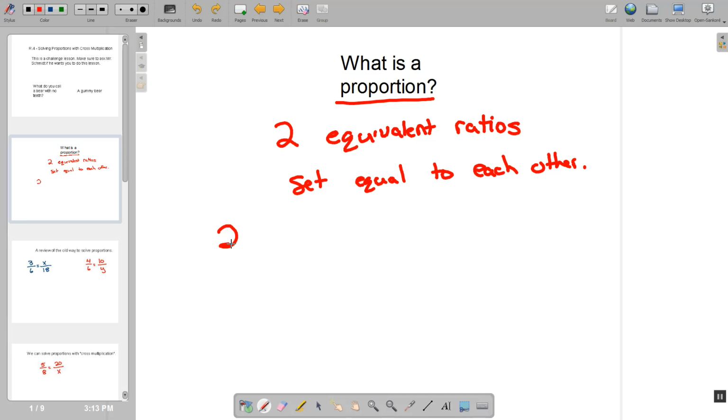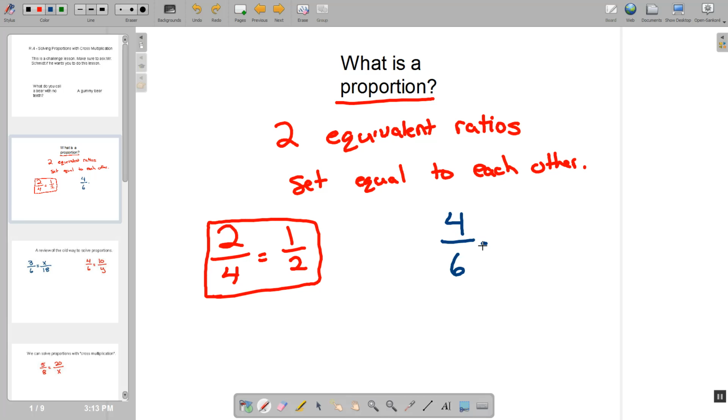So for example, 2/4 equals 1/2. This is a proportion. Very important. Another example could be 4/6 is equal to 8/12. This is a proportion. A proportion can have both fractions set equal. You can have one of these missing an x. It just must be two equivalent ratios set equal to each other.